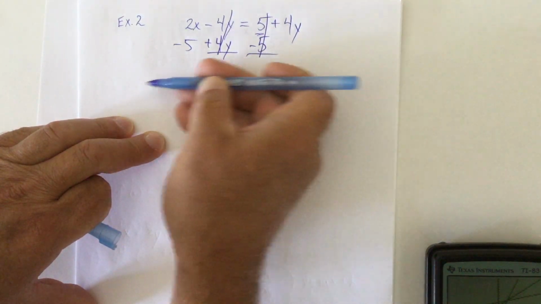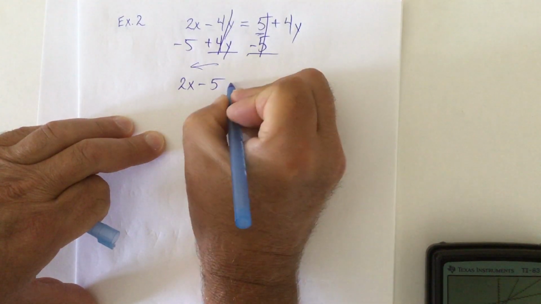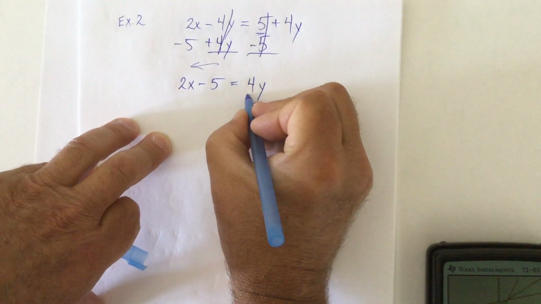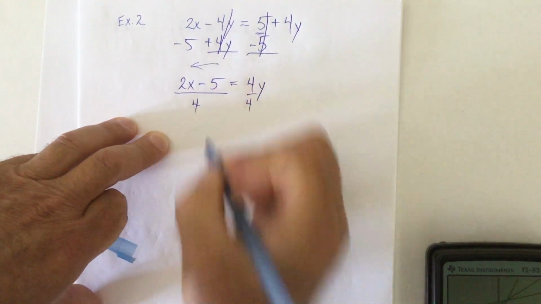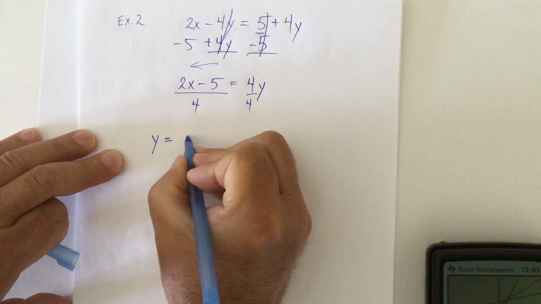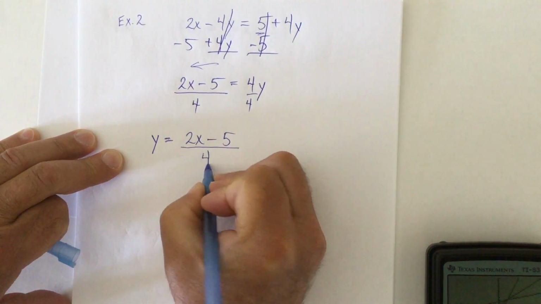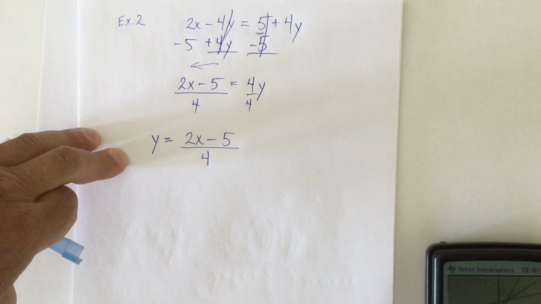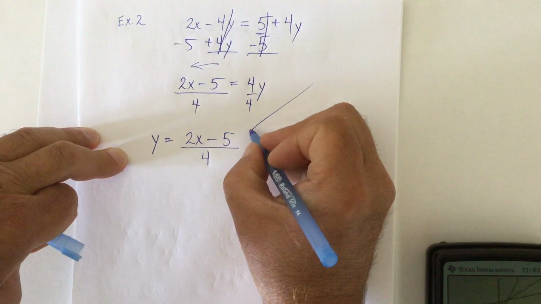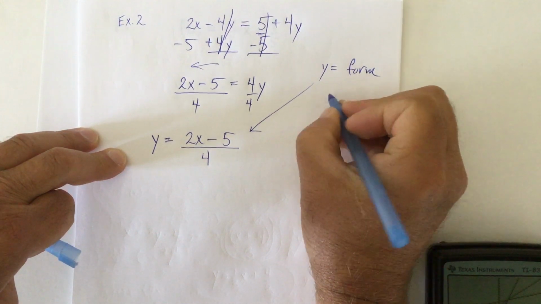So I'm doing a little bit of manipulation. What's left on this side of the problem? Over here, I've got 2x minus 5. What's it equal? It equals 4y. I'm going to divide by 4. Now I have y equals form. Y equals (2x minus 5) over 4. Hey, now I can actually find the inverse. Are you kidding? We haven't even done it yet? No. It has to be in y equals form to start with. Y equals form, now I can begin.